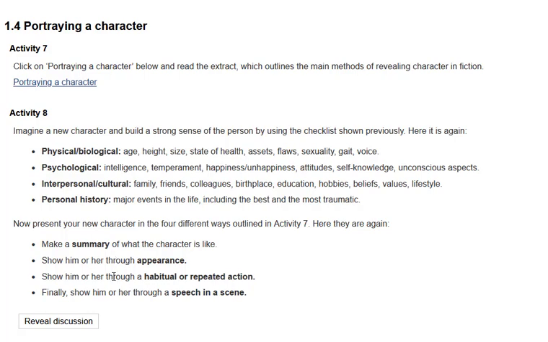Show him or her through appearance. Show him or her through a habitual or repeated action. Finally, show him or her through a speech in a scene.